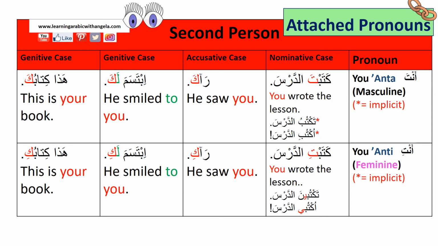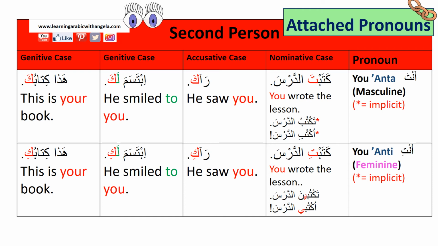We move to the accusative case. رآك, he saw you. So over here the pronoun received the action and is the object of the verb. ابتسم لك, so we have حرف الجر, which is the lam, and we have the pronoun which is attached to the particle and which forms a genitive construction in this case. And in the next case, also the genitive case, هذا كتابك, this is your book, so we have a genitive possessive construction.